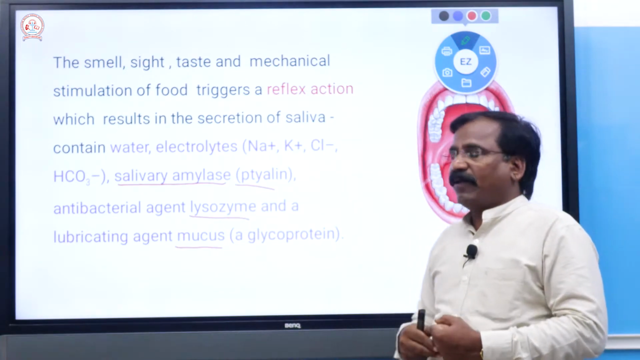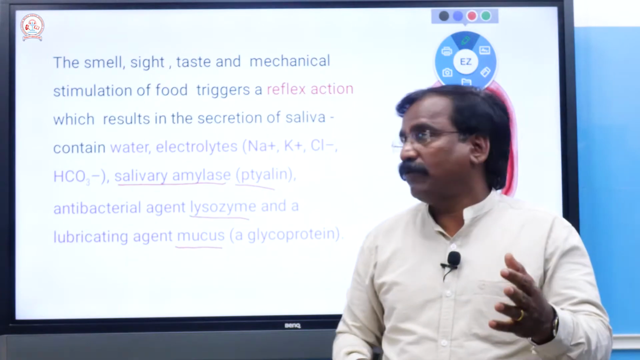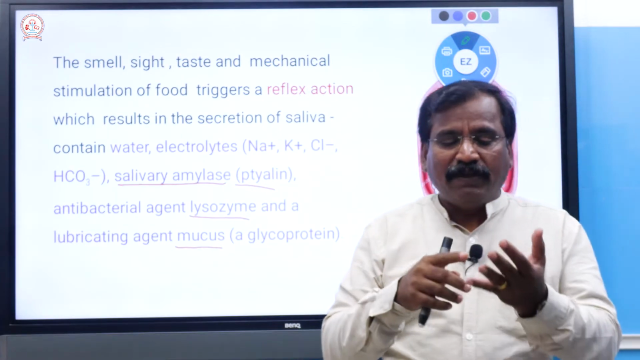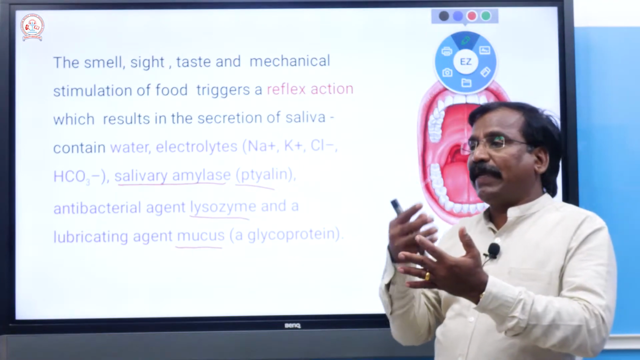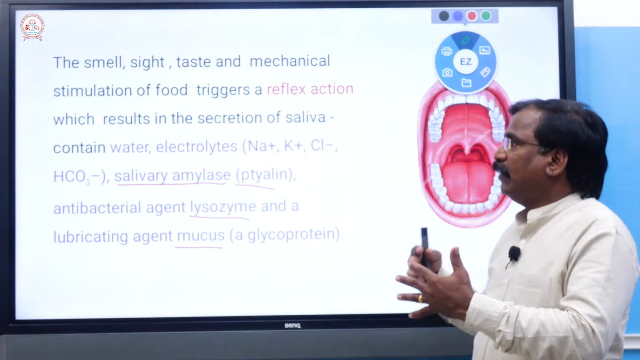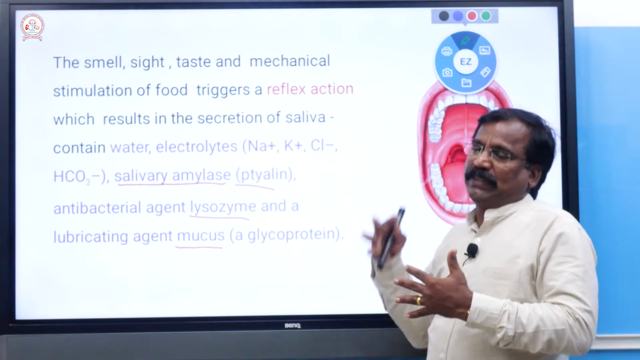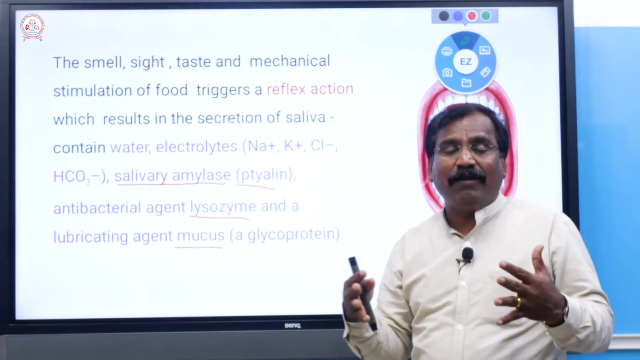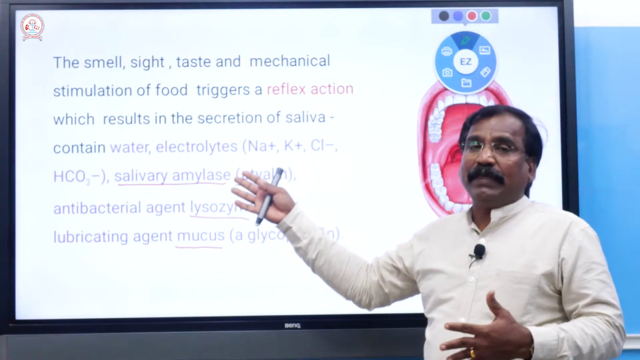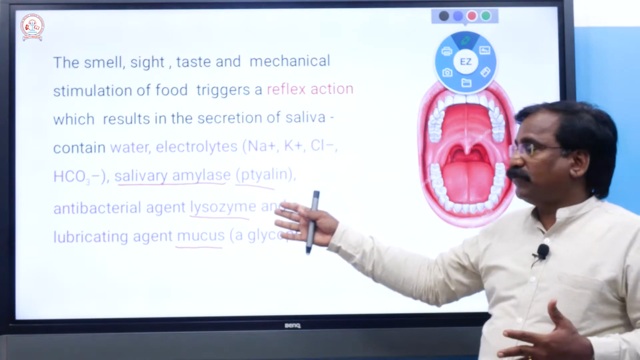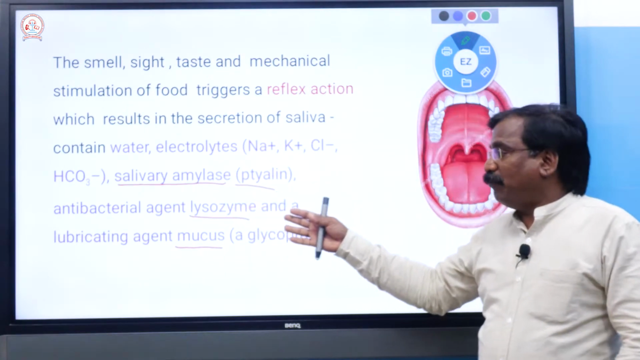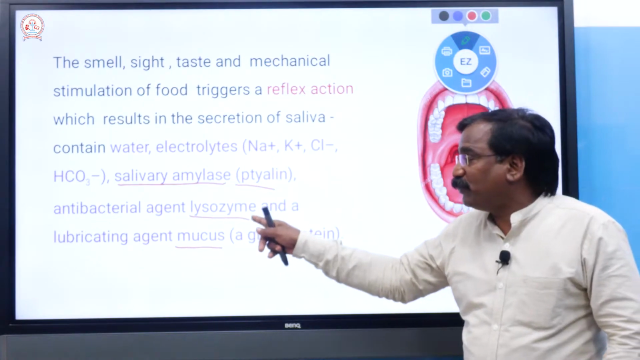So that mucus lubricates, right? So come on, we can sum up. When seeing the food, the smell and the mechanical contact trigger a reflex action. As a result, the salivary gland produces saliva. That saliva contains water, electrolytes, enzymes, salivary amylase and the antibacterial agent lysozyme.